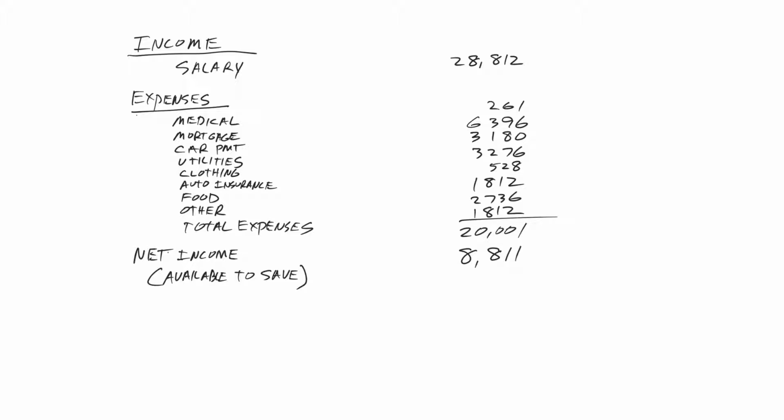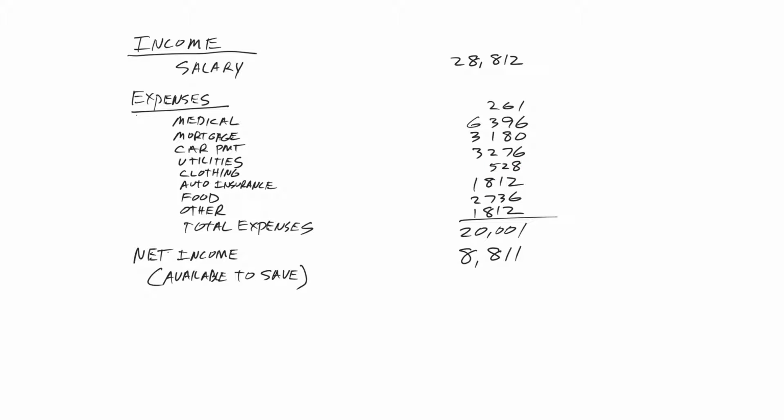Okay? First one is medical, and it made a point of saying annual medical expenses. So we just, there we are, 261. The mortgage payment, well, it was a monthly mortgage payment of $533. Multiply that by 12, and we get $63.96. Same with the car payment, gives us a monthly amount, which we multiply by 12. Utilities, again, it gives us a monthly amount. We multiply by 12, and so forth.